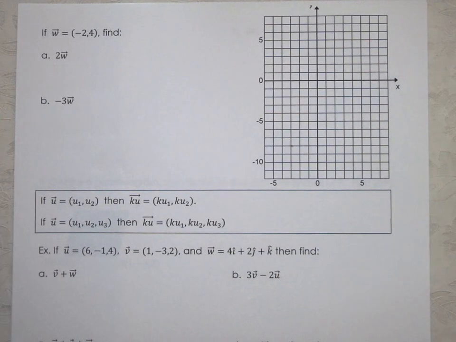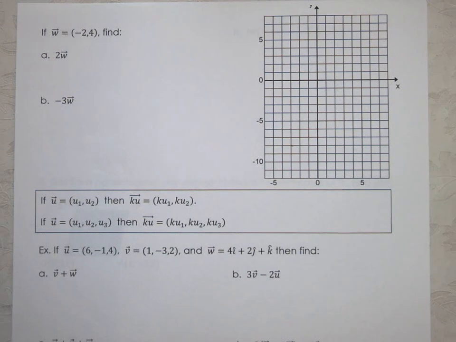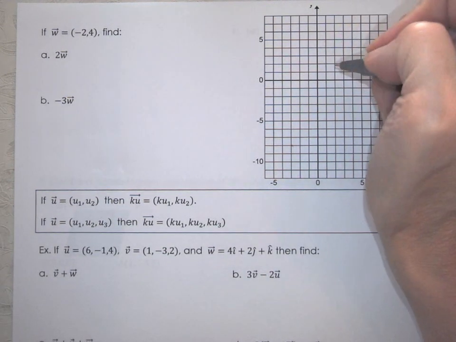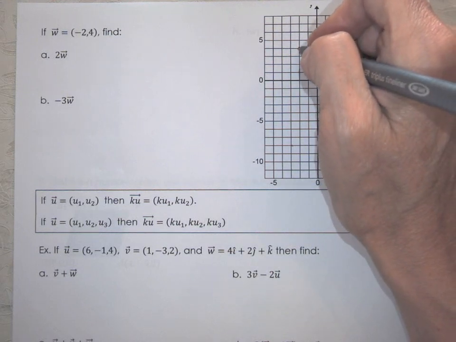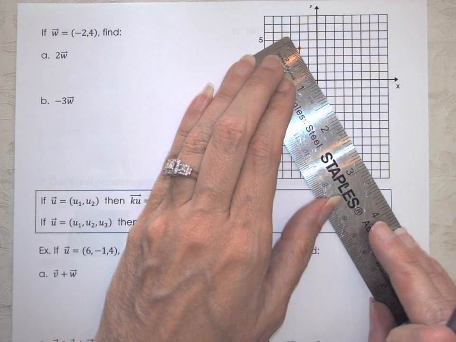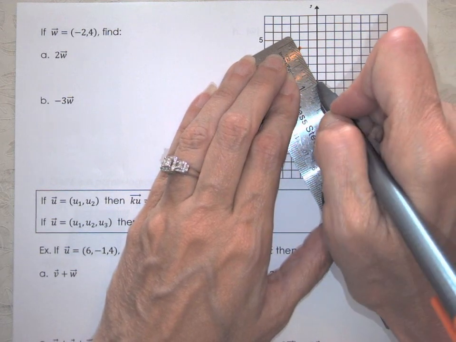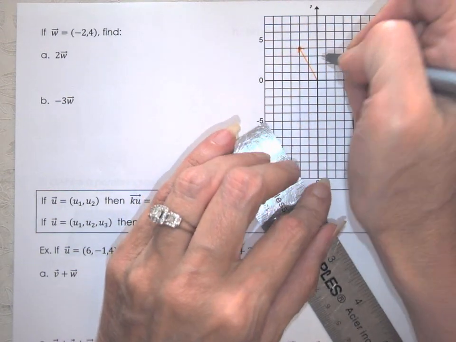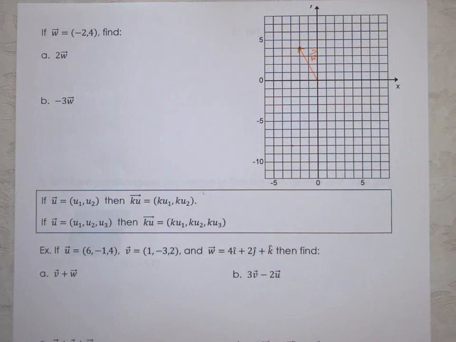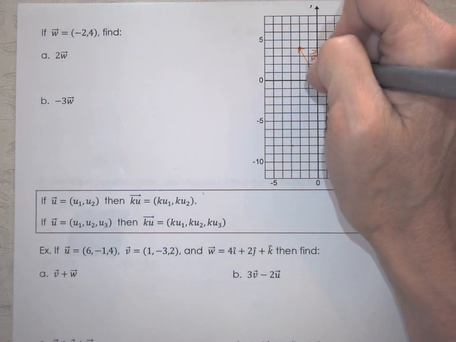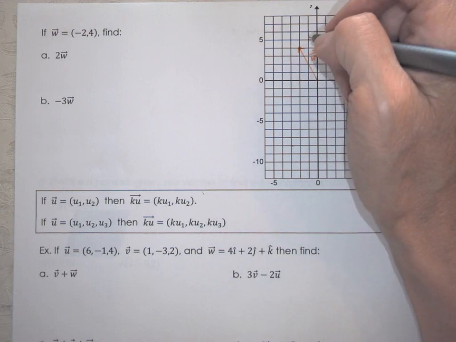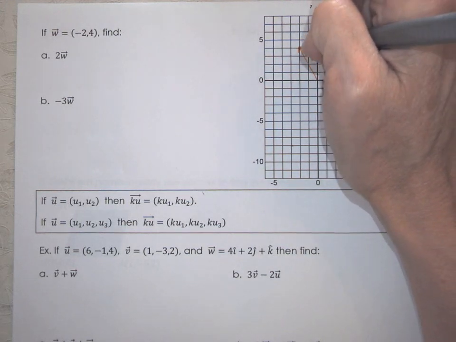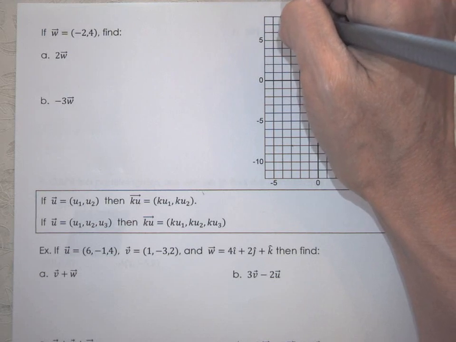All right, so if vector w is negative 2, 4, so let's do a picture of vector w. So negative 2, positive 4 starts at 0, 0. So that's vector w that I just drew there. So 2 vector w is going to be twice as long. Okay, so if I draw a vector w twice as long as this one, I'm just going to go over 2 and up 4 again.